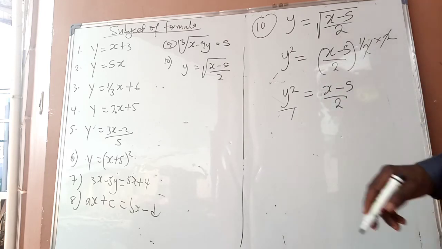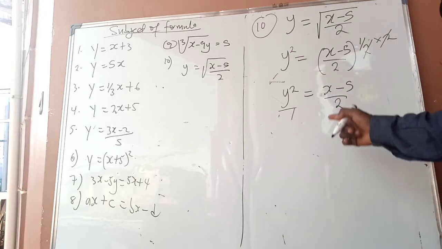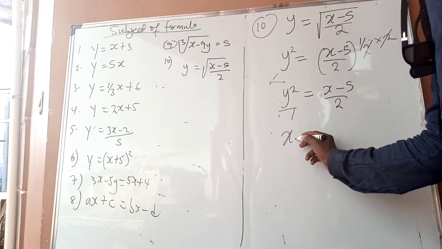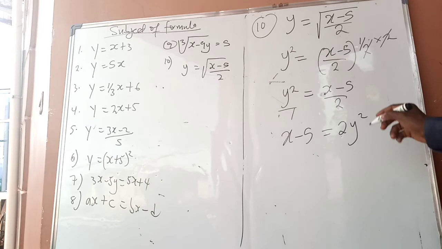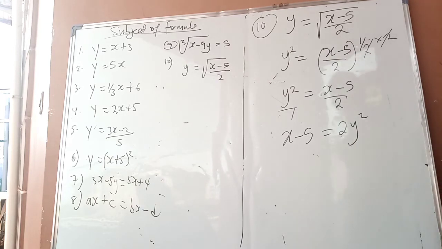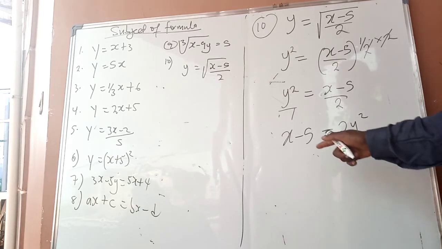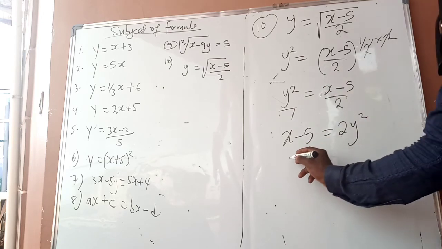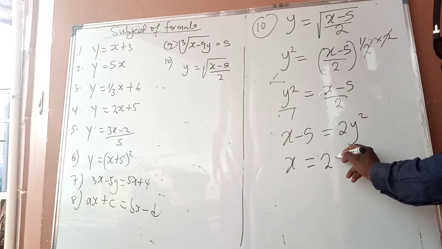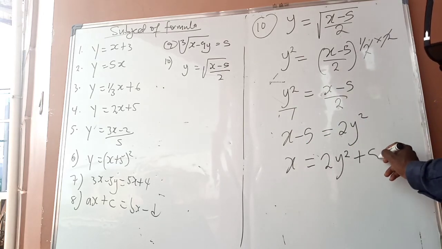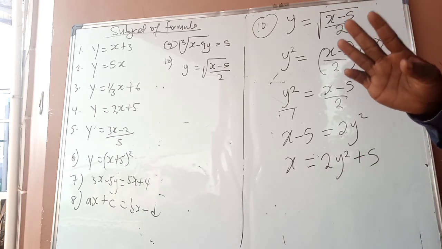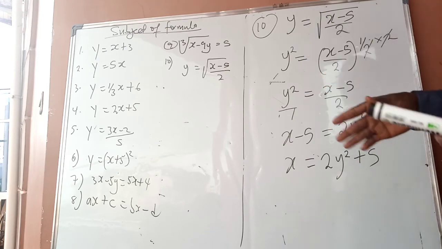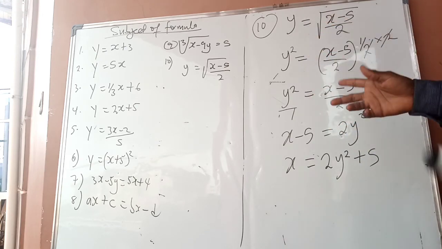Cross multiply. If I cross multiply x minus 5 times 1, I have x minus 5 equals 2y squared. Is that not so? Then for x to stay alone, finally, I'll move minus 5 to the other side. So x is equal to 2y squared plus 5. And we've just made x the subject of the formula. At this point, we are coming to the conclusion of this class.